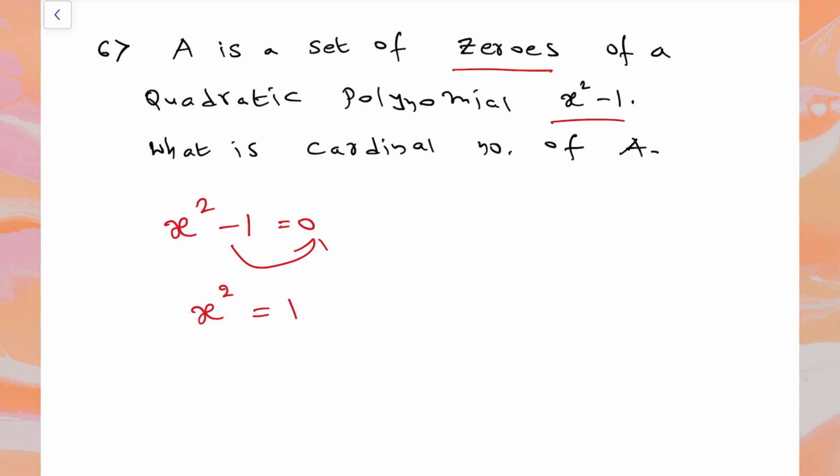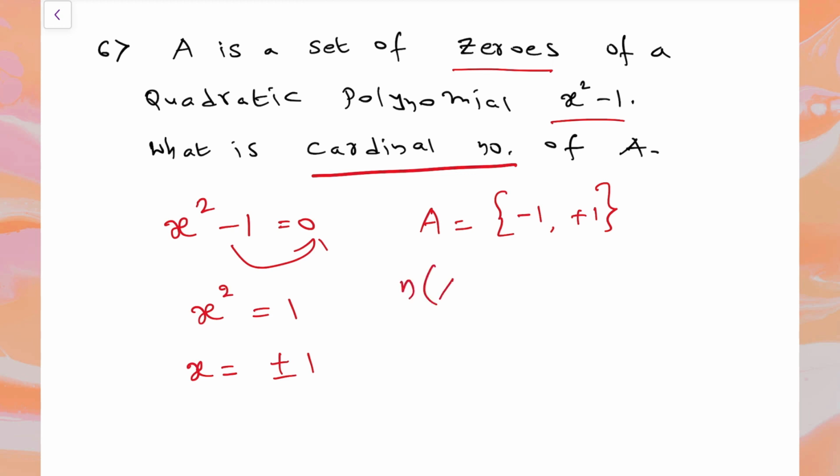If x square is 1, then what will be the x value? Plus or minus 1, because minus 1 square is also 1, plus 1 square is also 1. So set A equals plus 1, minus 1, or else minus 1, plus 1. Then he is asking what is the cardinal number. Cardinal number is nothing but how many elements are there in the set A. That will be represented with n of A. Number of elements in set A equals minus 1, plus 1. So only 2 elements are there. So n of A is 2, or else cardinal number of set A is 2.